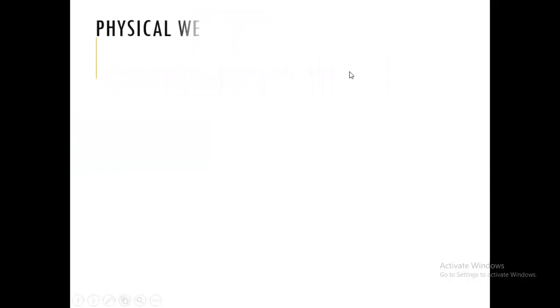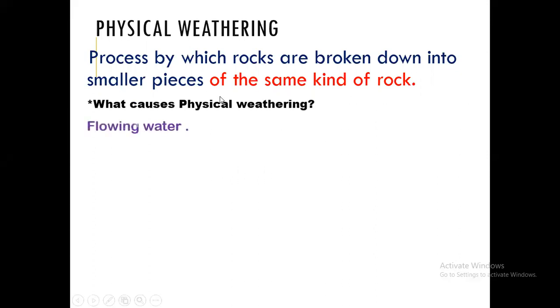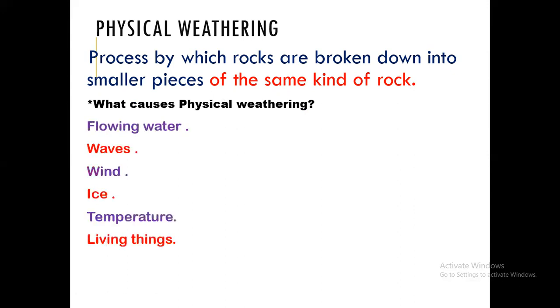The second type of weathering is physical weathering. It breaks down rocks without a change in the type of rock. Simply, it's a process by which rocks are broken down into smaller pieces of the same kind of rock. So physical weathering only breaks the rocks into smaller pieces but doesn't change the rock chemically. What causes physical weathering? Flowing water, waves, wind, ice, temperature, and even living things.